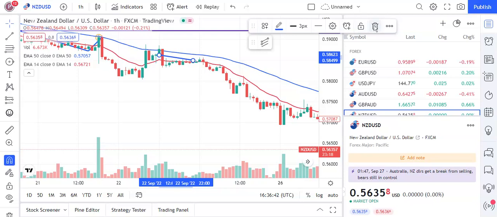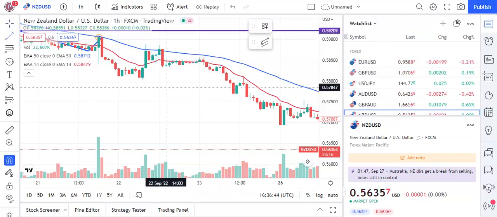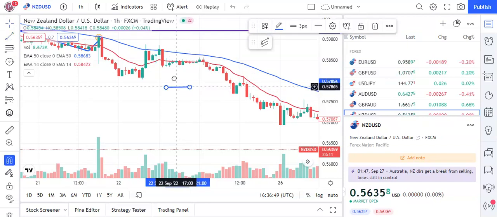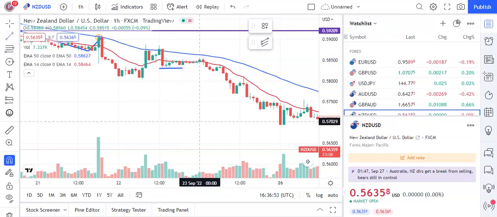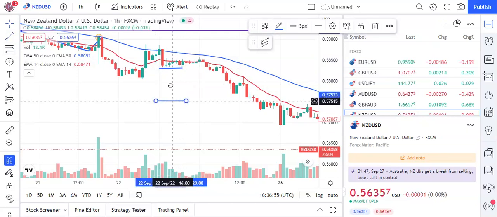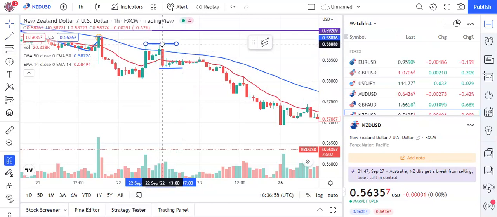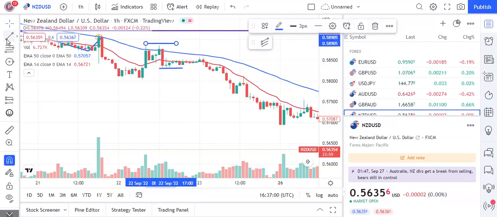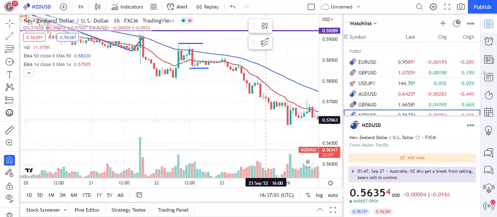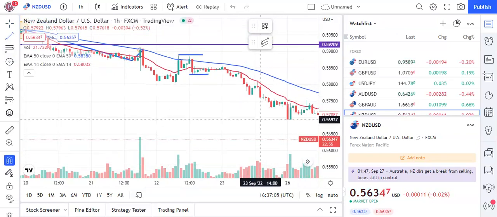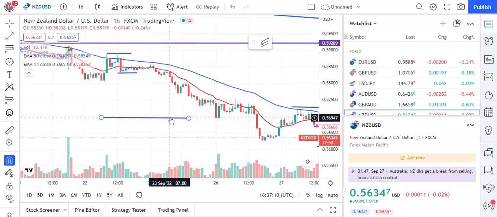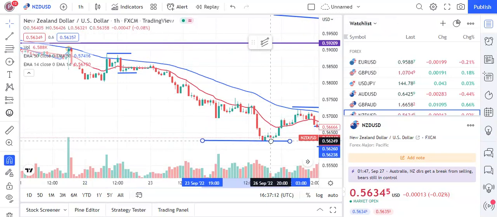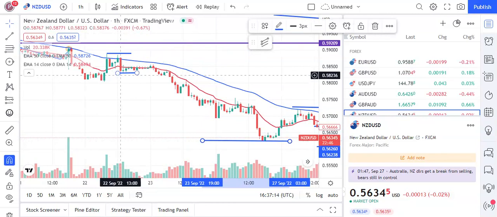I want to be able to explain this clearly to you. Okay, my entry point will be here. Are we seeing it? My stop loss will be above this swing high. Then look at what happened. The price dropped down to this point. This is money, ratio 1 to 1.